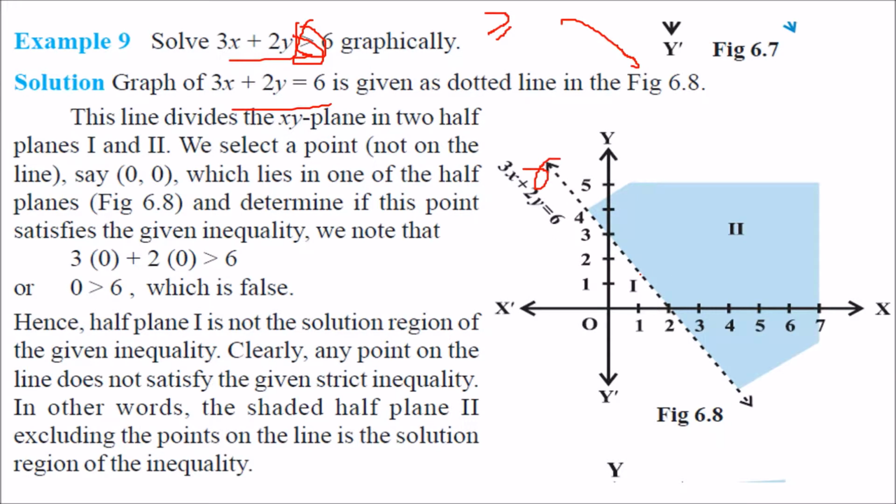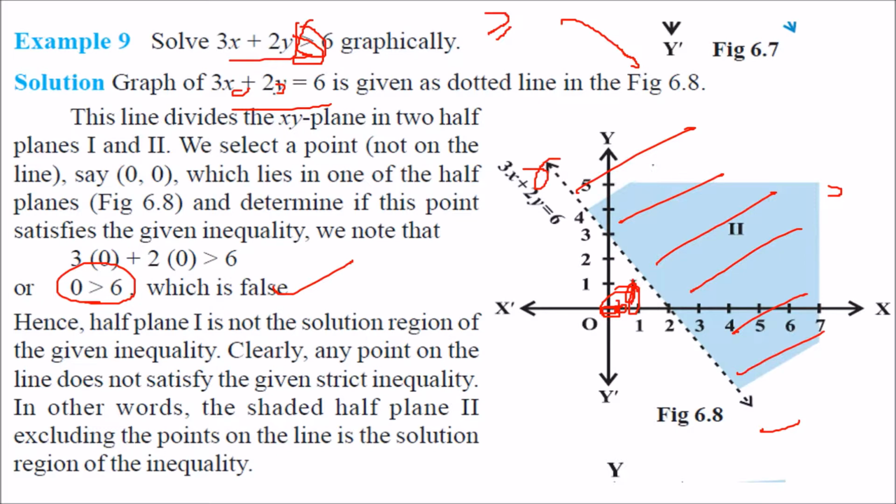So now this line divides the plane into two parts. This is your first part, this is your second part. But if we place x equal to 0 and y equal to 0, which lies here, what do you get? 0 greater than 6, and this is false. So by virtue of this expression, we see (0, 0) doesn't lie in the first plane. So obviously the answer is the second plane. All the points here are the solution of this inequality.